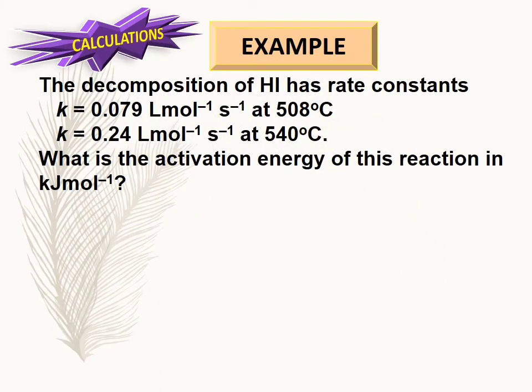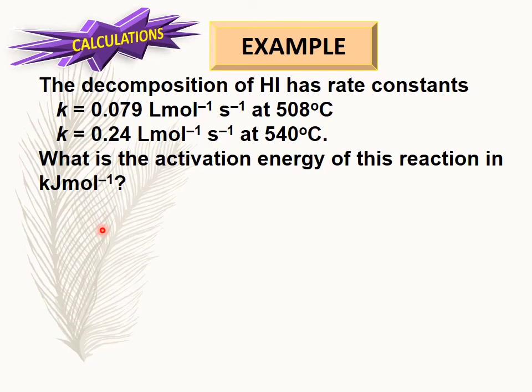Okay guys, next we look at the other example here for calculation. So you tengok dekat sini, kita ada decomposition of hydrogen iodide has rate constant. We have 2 rate constant here and 2 temperature here. Okay, so the question asks you to calculate activation energy in kilojoule per mole. Nampak, soalan ni dia dah mention awal-awal, dia nak activation energy dalam kilojoule per mole. Okay, macam soalan sebelum ni dia tak mention, so you can leave your answer as joule per mole or kilojoule per mole.